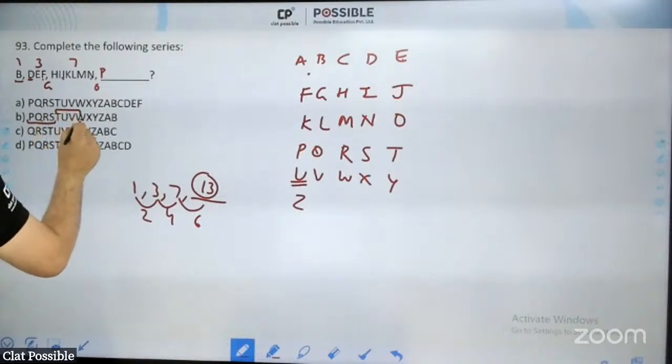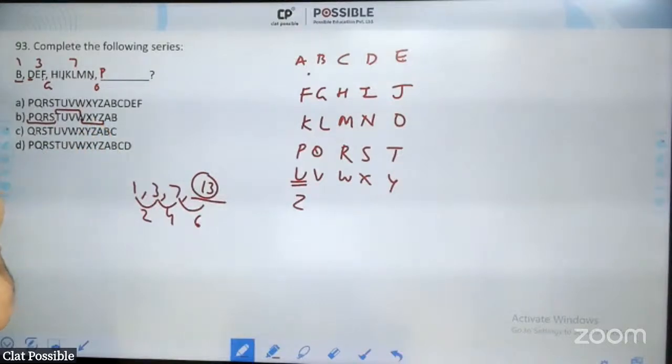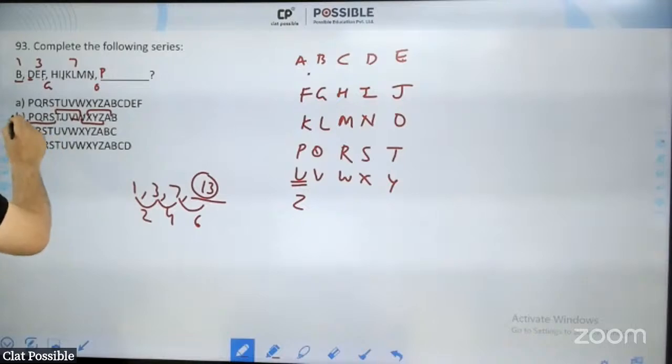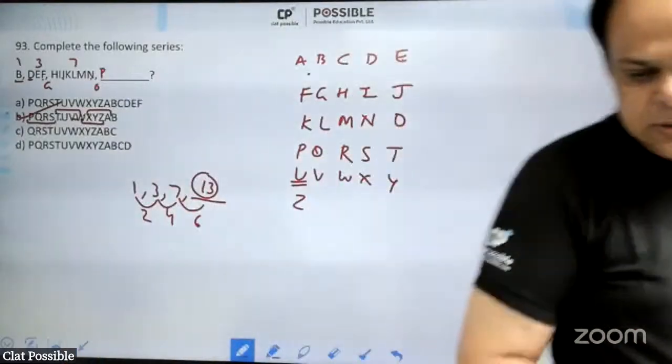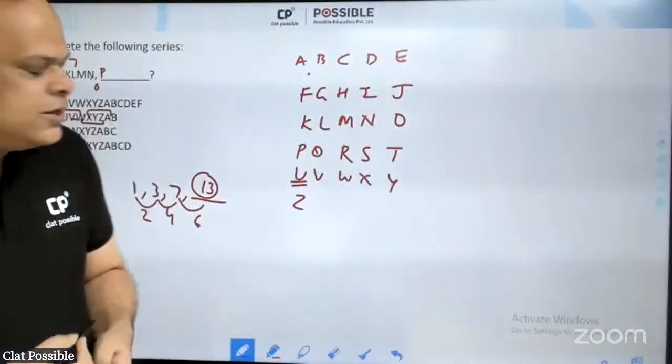8, 12, and 14. 4, okay, this is 8. This is 12 and 13. So 13, so option B will be the right answer. We are looking at starting with P and having length of 13 alphabets. So that is option number B.